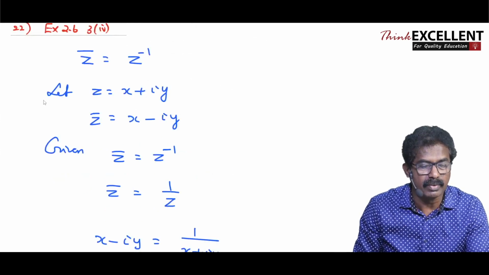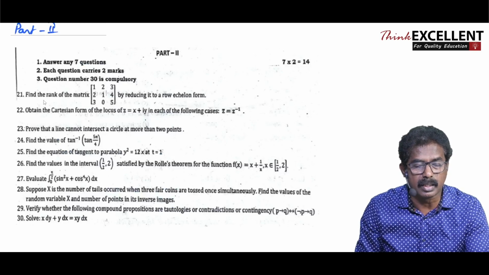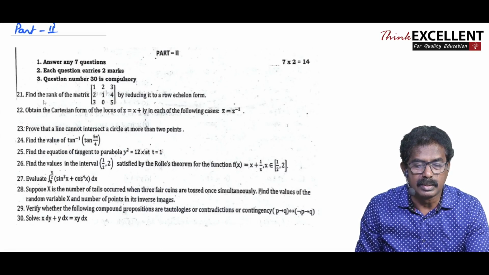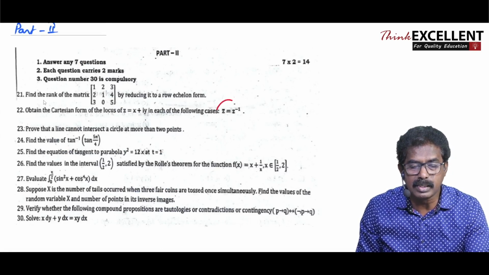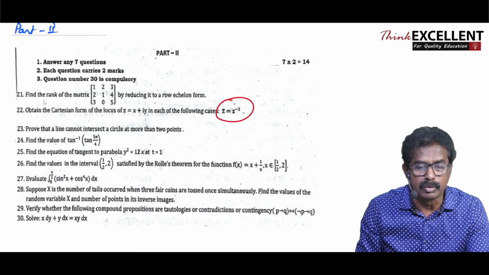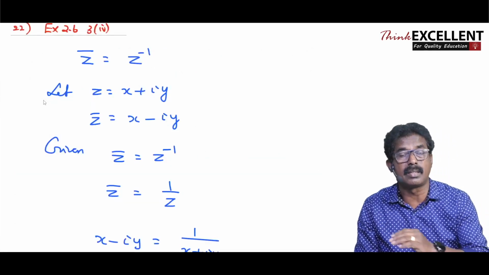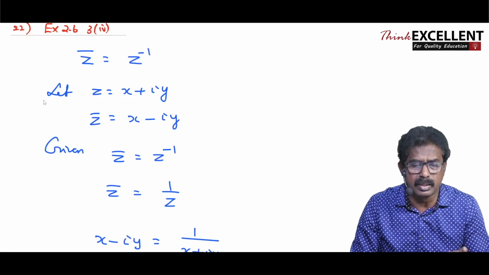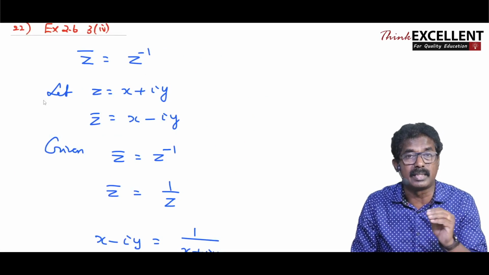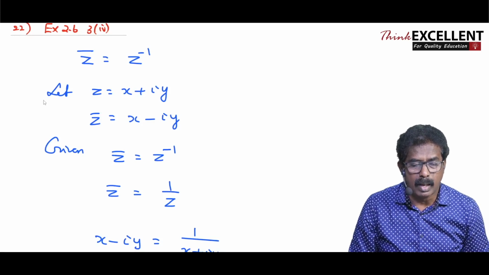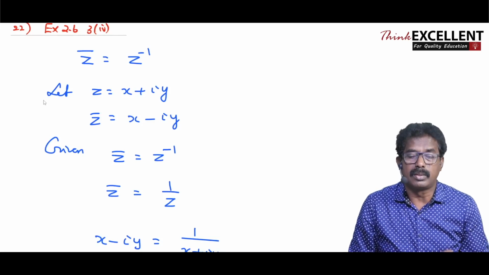So here they asked to find the locus, right? Question number 22. Obtain the Cartesian form of the locus, z equal to x plus iy, and see what is given here: z bar is equal to z raised to minus 1. Z bar equal to z inverse. You take z as x plus iy, then z bar means the conjugate, change the sign of the imaginary part, x minus iy. What is given here? Z bar equal to z inverse.